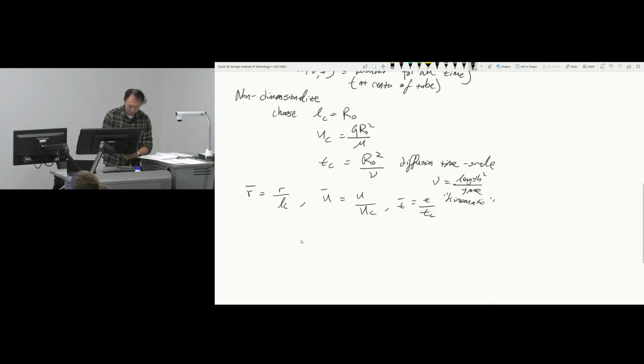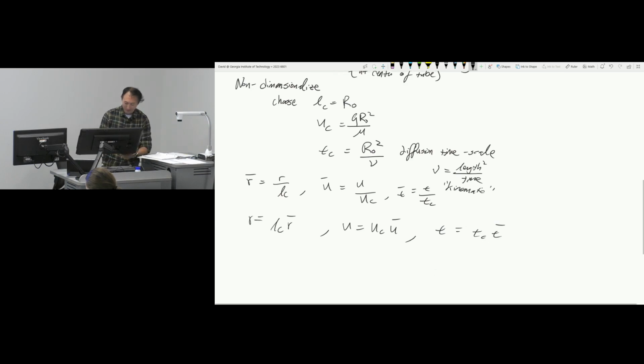All right, so we got the first thing, which is probably the easiest for you, the definitions of these variables. But what I am actually going to substitute in are the dimensional ones, so I'm going to write it like this: t is equal to TC times t bar, okay?